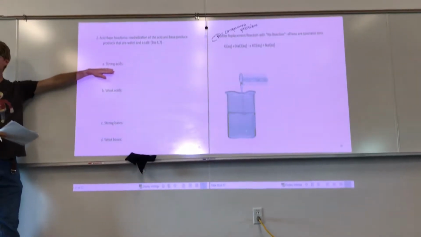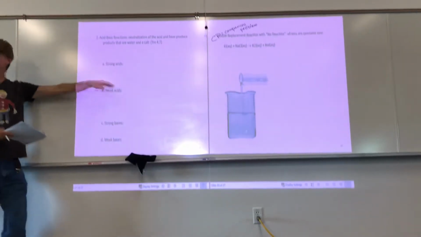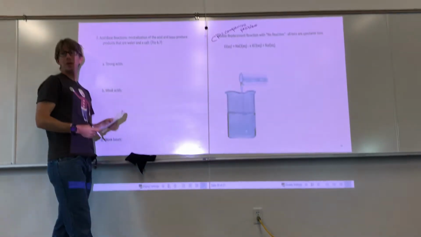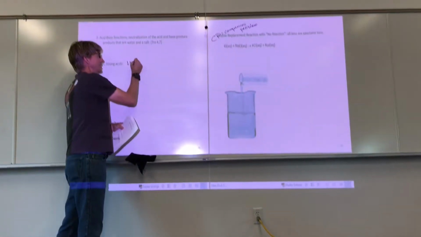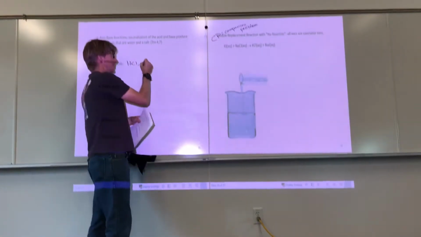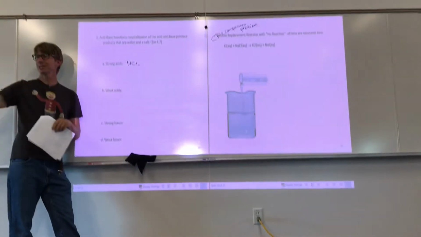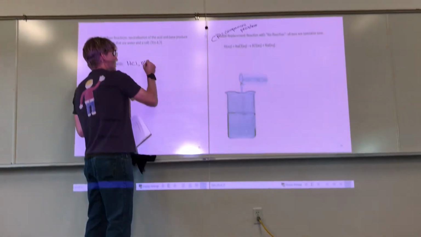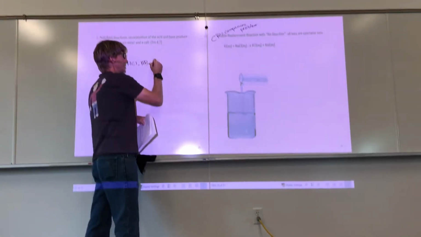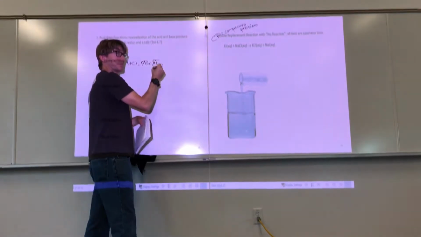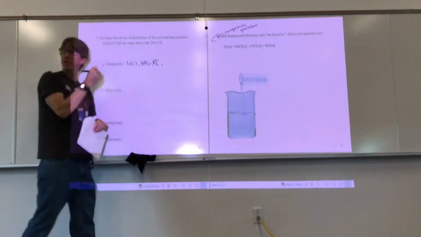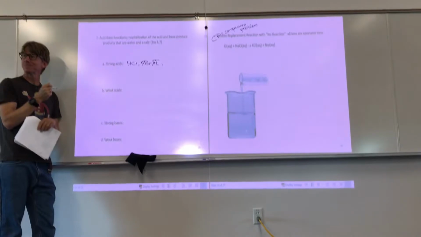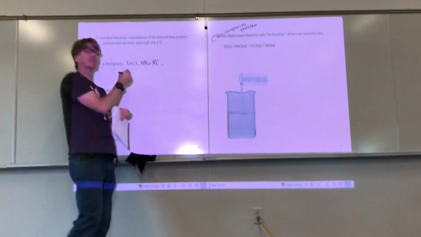how many strong acids are there? 7. Have you memorized them yet? Will you memorize them? Yes. Can anybody tell me one of them? HCl. HCl, another? H2SO4. Somebody else? HBr. HBr? Somebody else? HI? Somebody else? H3PO4. Turns out it's a weak acid.